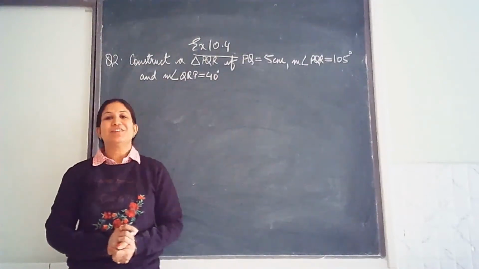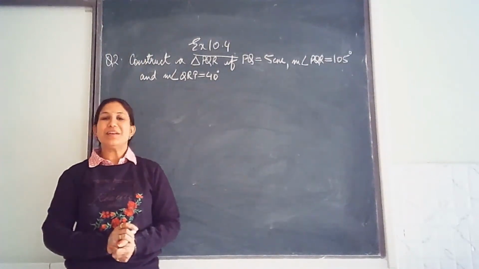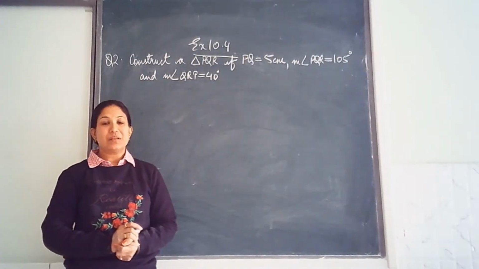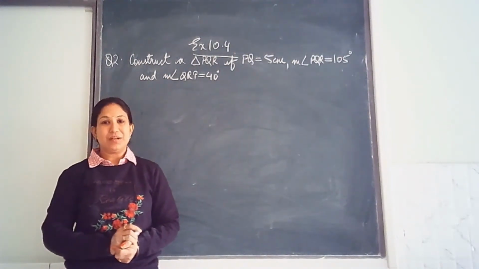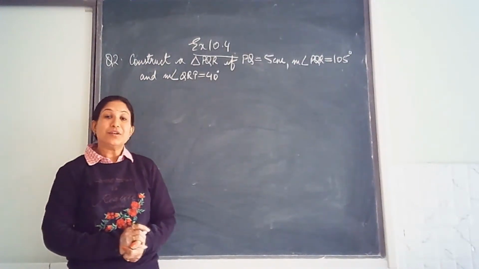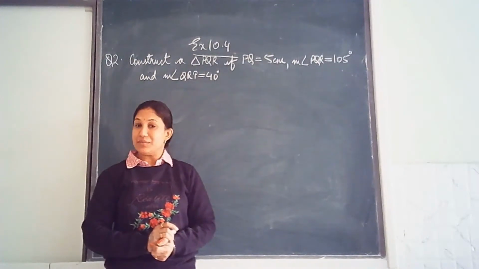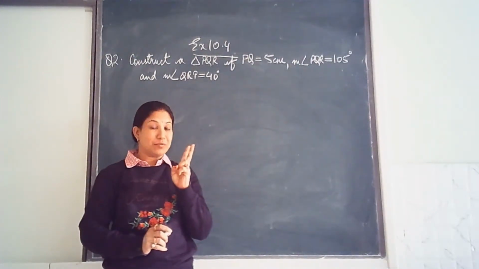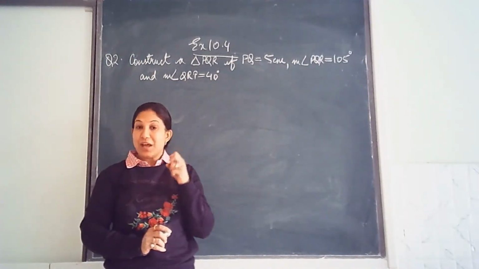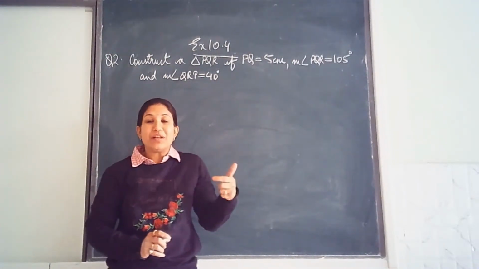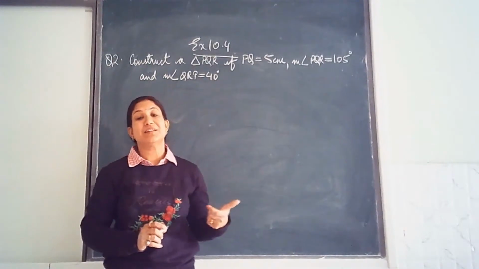Hello children, today we are going to discuss a very interesting question from exercise 10.4. The chapter is practical geometry. Let us read the question. The question is very tricky, but if you understand the concept I have explained before, two things you have to remember: the rough figure, and checking it with the congruence criteria. Then you will automatically know what is hidden in the question.